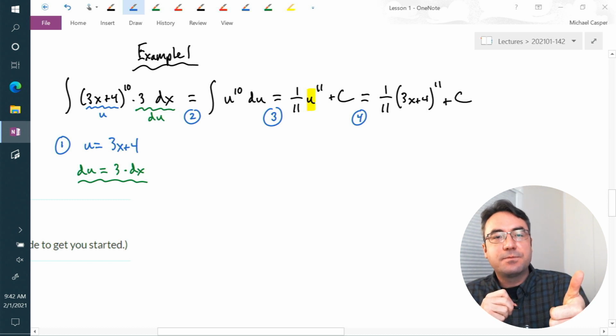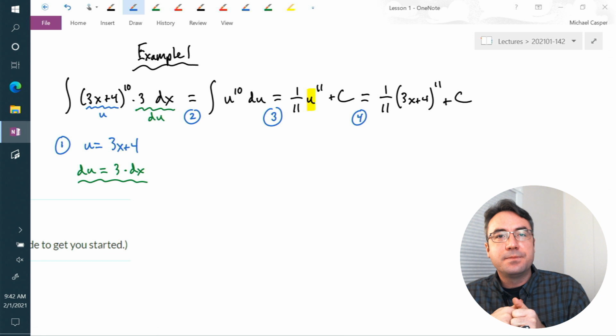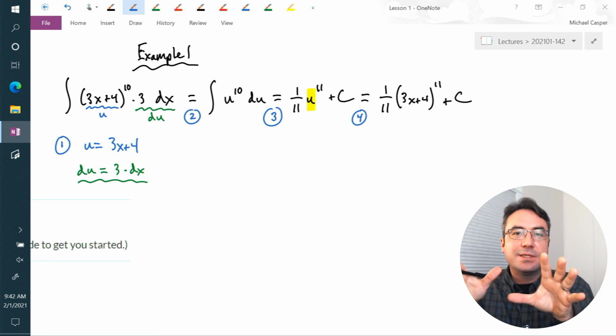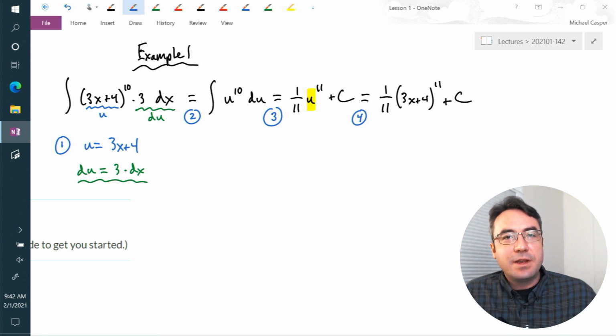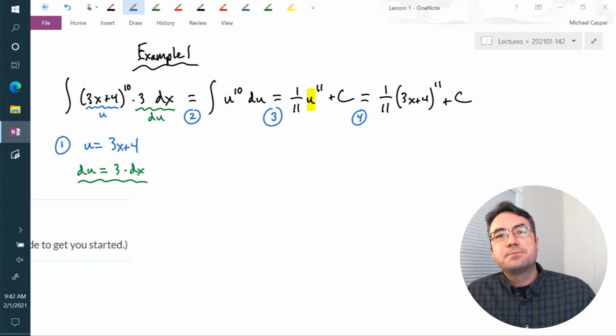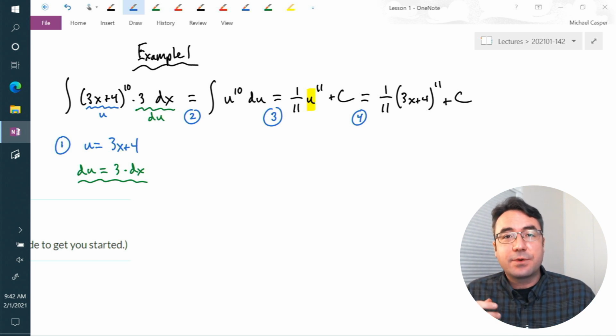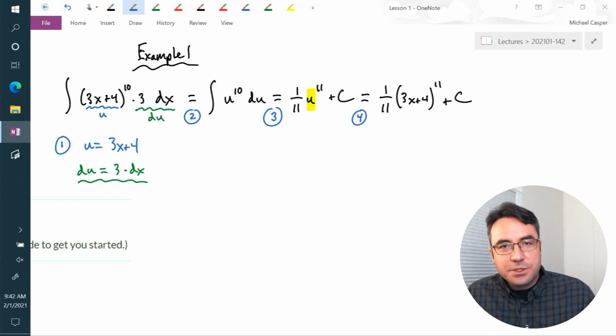Step 1, choose u and calculate du. Step 2, put all the pieces in so that we have an integral all in terms of u. Step 3, actually do some kind of integration, do the antiderivative. And then step 4, once you have the antiderivative, convert back to the original variable. So really that's the process.